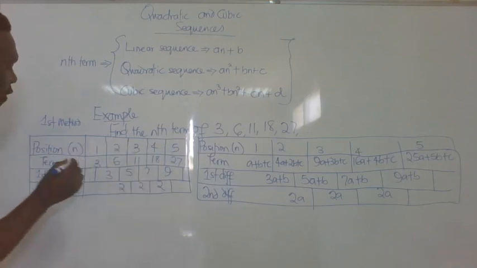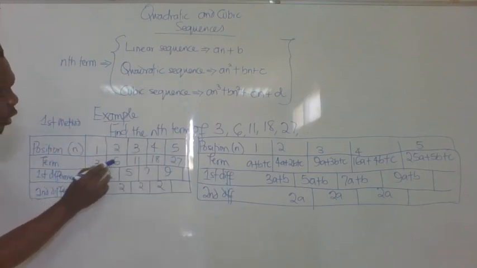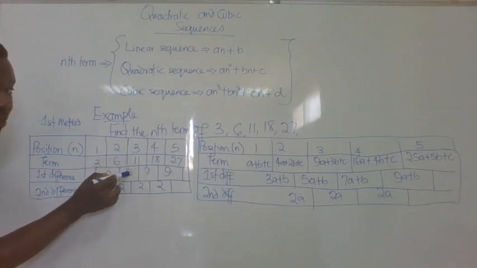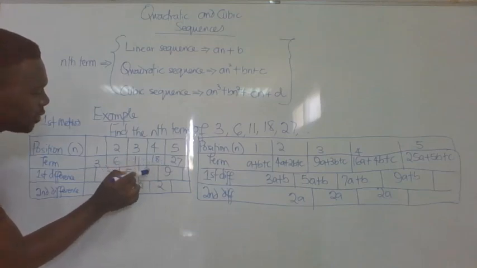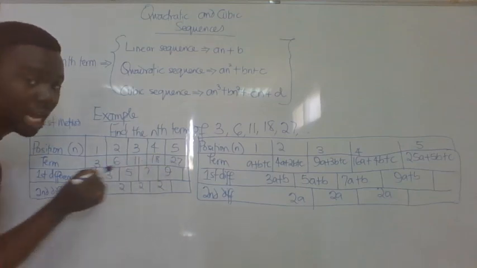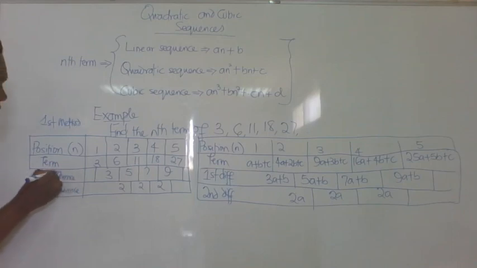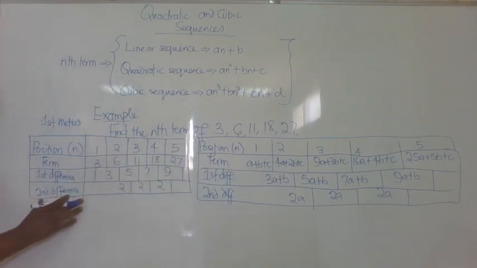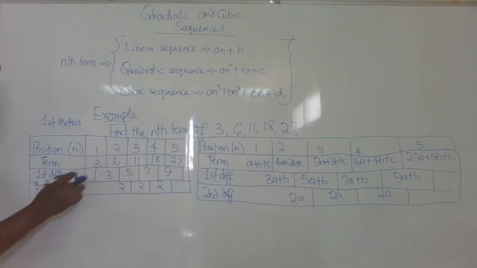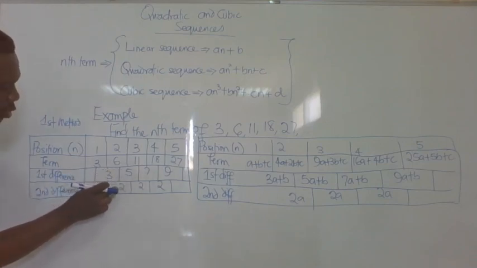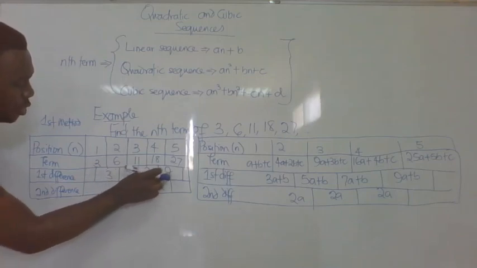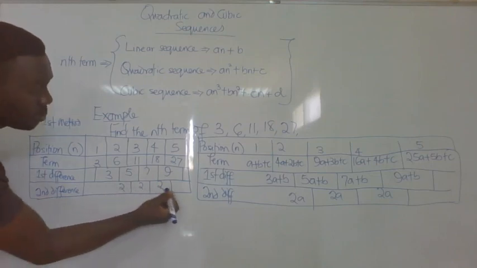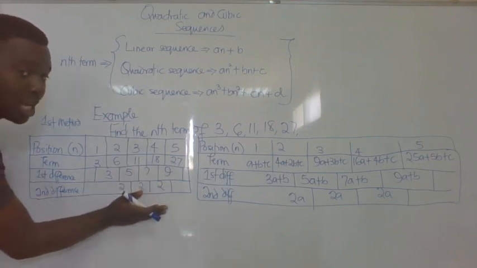If you find the differences between each of the respective terms, 6 minus 3 will give you 3, 11 minus 6 will give you 5, 18 minus 11 will give you 7, 27 minus 18 will give you 9. That is why it is termed the first difference. Now if you take a look at the second difference, you have 5 minus 3 is 2, 7 minus 5 is 2, 9 minus 7 is 2. It is at the second difference that we are able to establish something common, which is where you stop.